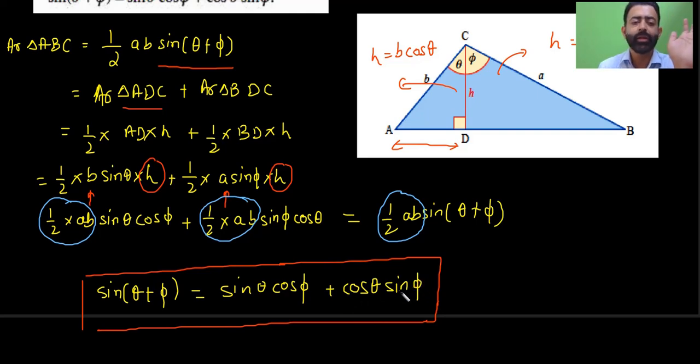So basically the end result is that this plus will change to minus the moment we take this plus phi as minus phi. So I am just writing this minus sign here. The only change it will bring in the formula is that this plus sign will be replaced by a minus sign. So sin theta minus phi is sin theta cos phi minus cos theta sin phi.